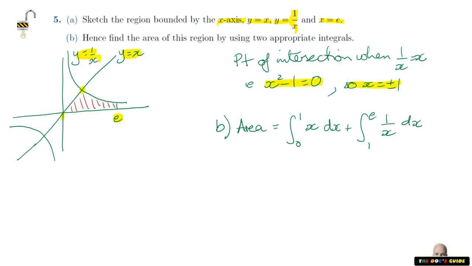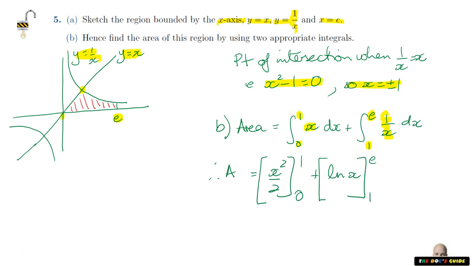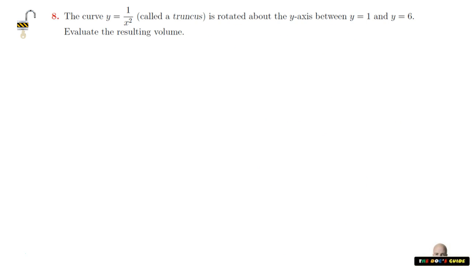The area then is going to be the integral from 0 up to 1 of x plus the integral from 1 on to e of 1 on x. And then they're two straightforward integrals. So that will be x squared on 2 from 0 to 1, log x from 1 to e, and when we substitute our values in, you can see that we're going to get 3 on 2 square units.